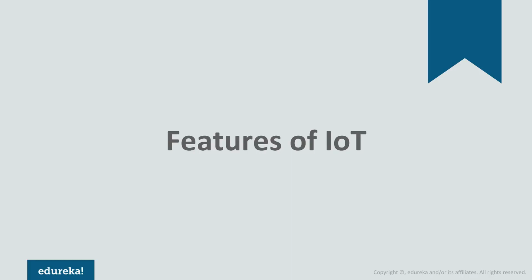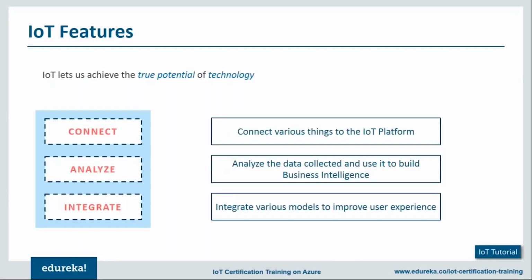Now let's look at some of the major features of Internet of Things. Any technology that is available today has not reached its 100% capabilities, and it always has that gap to grow. Internet of Things is one of the major technologies in the world today that can help any other technology reach its true and complete potential as well.